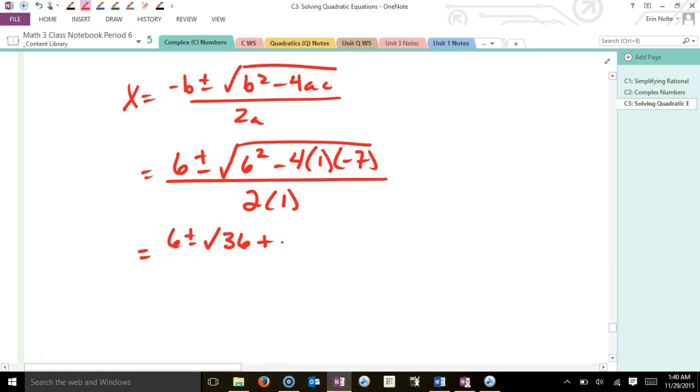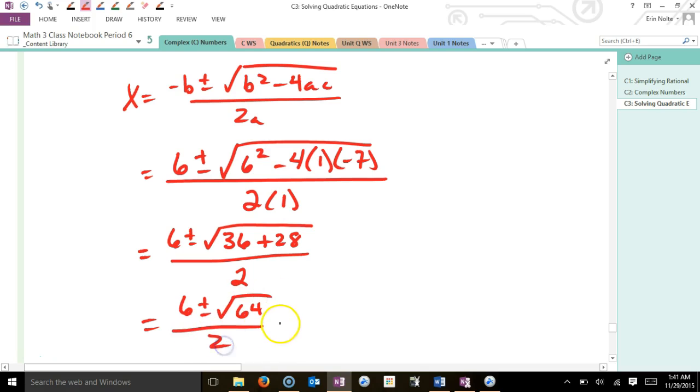And then what's 4 times 1 times 7? 28, so plus 28. And then on the bottom, what's 2 times 1? 2. Okay. So now I can add those together. What's 36 plus 28? 64. Ooh, that's a nice number. I like that number. Okay, because the square root of 64 is 8.